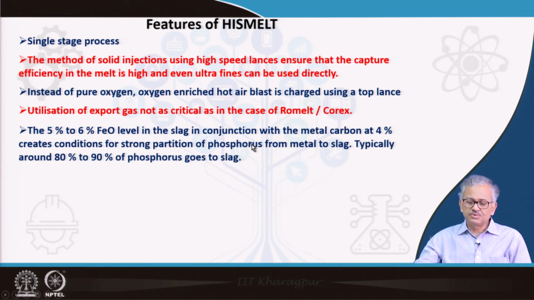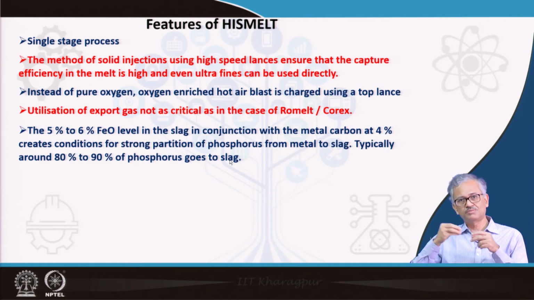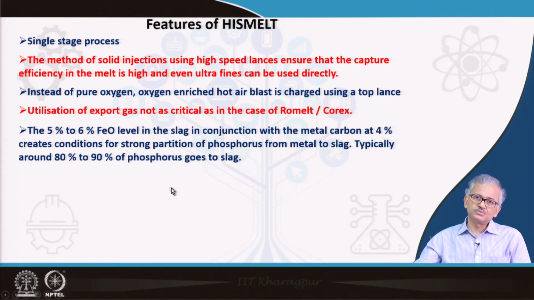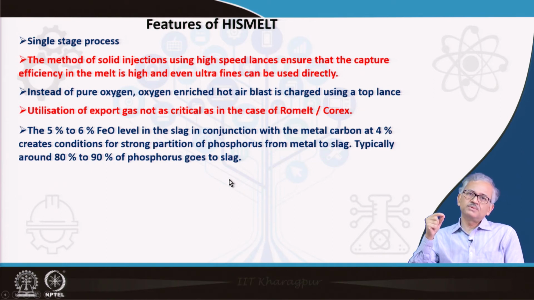Strong partitioning of the phosphorus to the slag, typically around 80 to 90% phosphorus goes to the slag. So, it is a much better process that way. In the raw melt, around 60%, 40% is partitioned to the gas and slag. Here 80 to 90% phosphorus is partitioned into the slag. So, only 20% of the ore phosphorus reports to the hot metal.